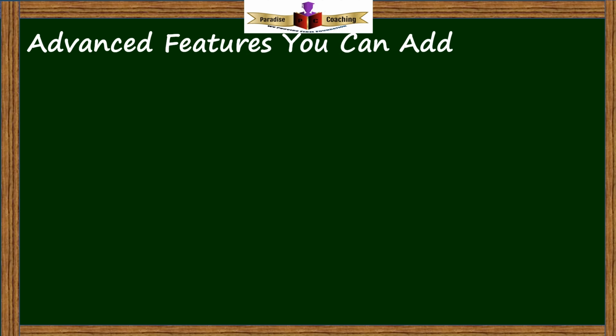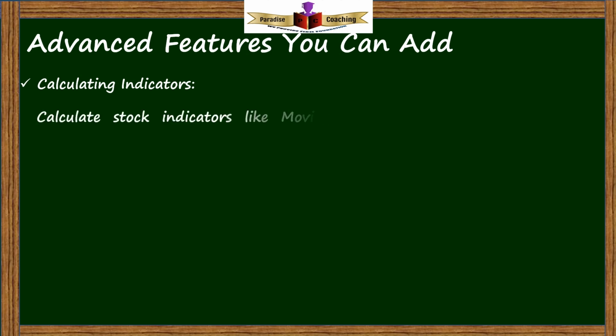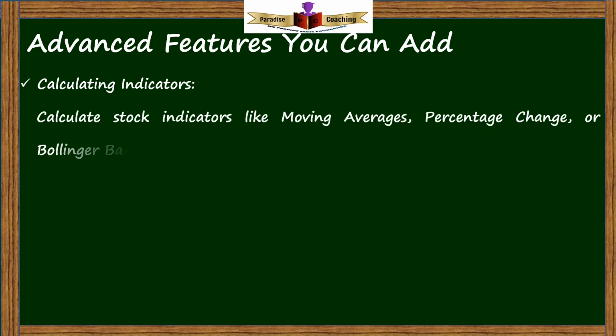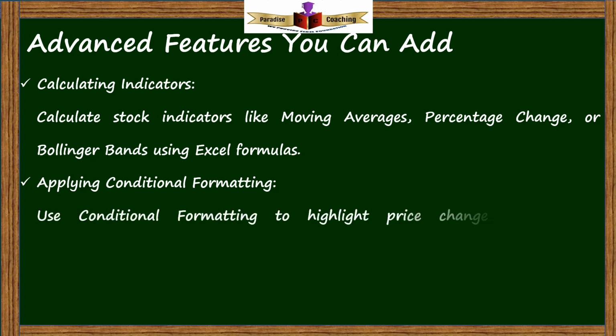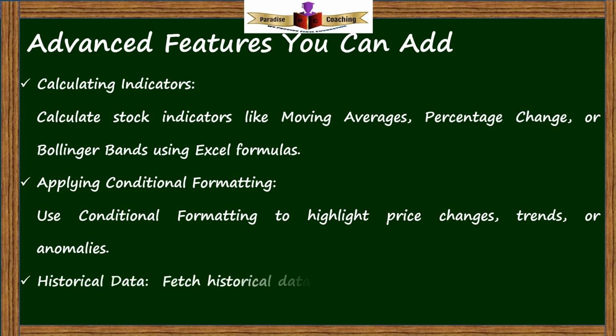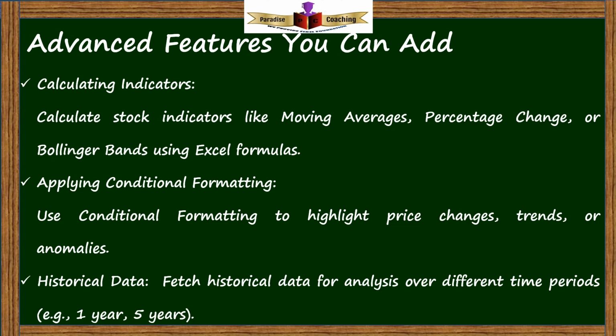Advanced features you can add. Calculating indicators. Calculate stock indicators like moving averages, percentage change, or Bollinger Bands using Excel formulas. Applying conditional formatting. Use conditional formatting to highlight price changes, trends, or anomalies. Historical data. Fetch historical data for analysis over different time periods, for example, 1 year, 5 years.